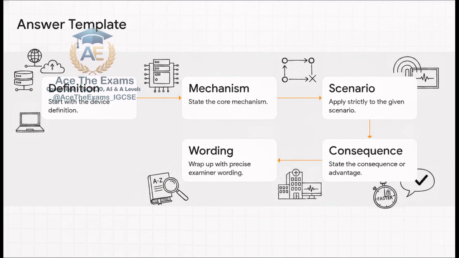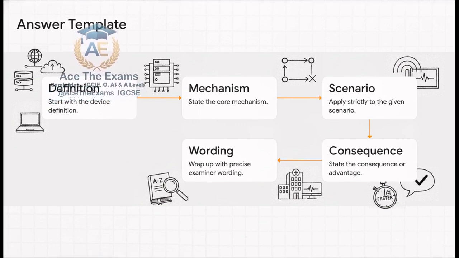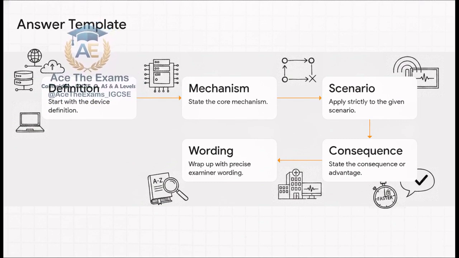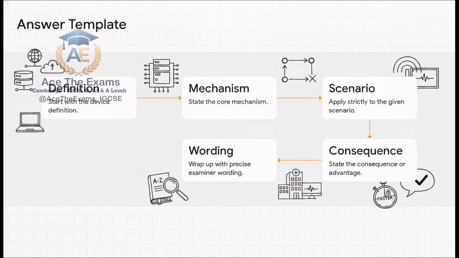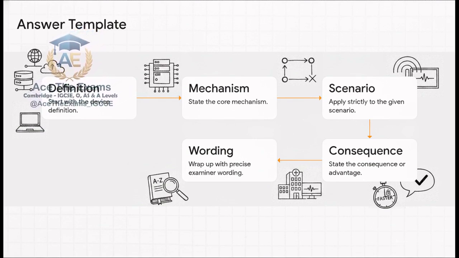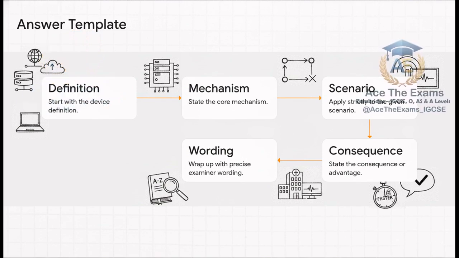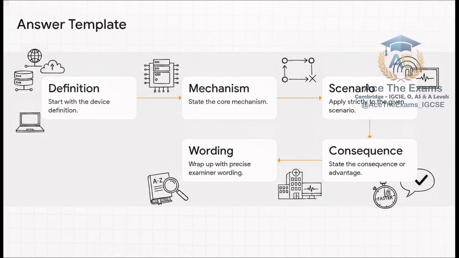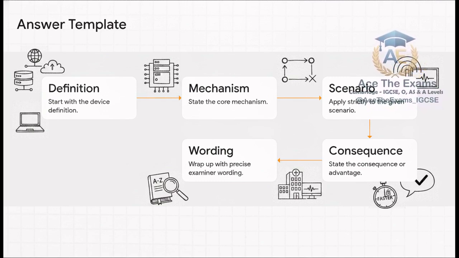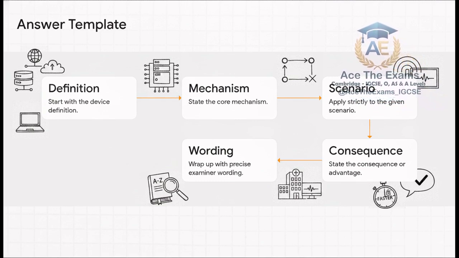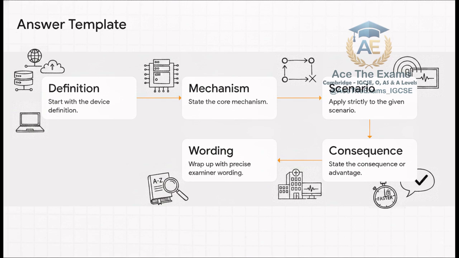So, to guarantee you hit multiple distinct points, you need to use this ultimate answer template for your explanation questions. Step 1, start with the definition of the device. Step 2, state its core mechanism. Is it broadcast or point-to-point? Step 3, apply it strictly to the scenario example given in the prompt. For instance, if they mention a hospital, your answer absolutely must talk about the hospital's data. Step 4, state the consequence or the specific advantage of that mechanism. And Step 5, wrap it all up with precise examiner wording, like limits broadcast traffic.